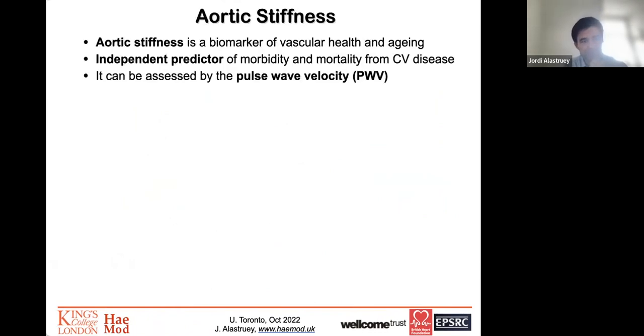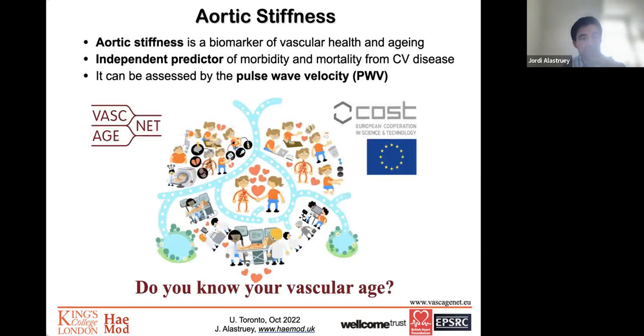So aortic stiffness is an important biomarker of vascular health. And indeed, increased arterial stiffness has been shown to be an independent predictor of morbidity and also mortality from cardiovascular disease. And it is one of the biomarkers of vascular age. So if you are interested in this topic, I suggest having a look at the European Union Vascular Age Network, which is very active in studying vascular aging.